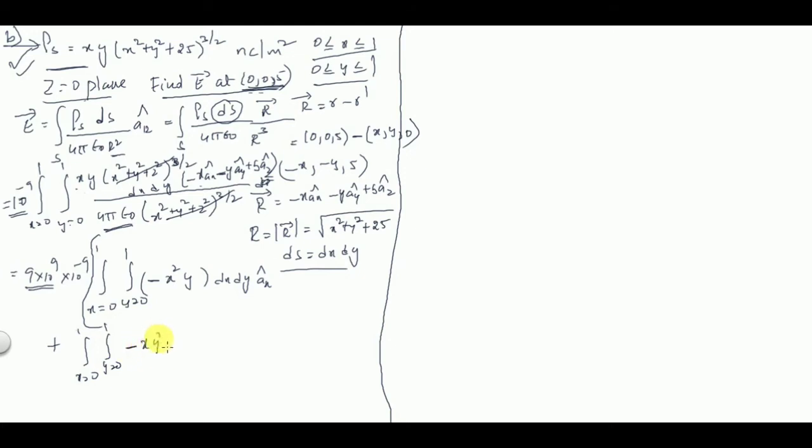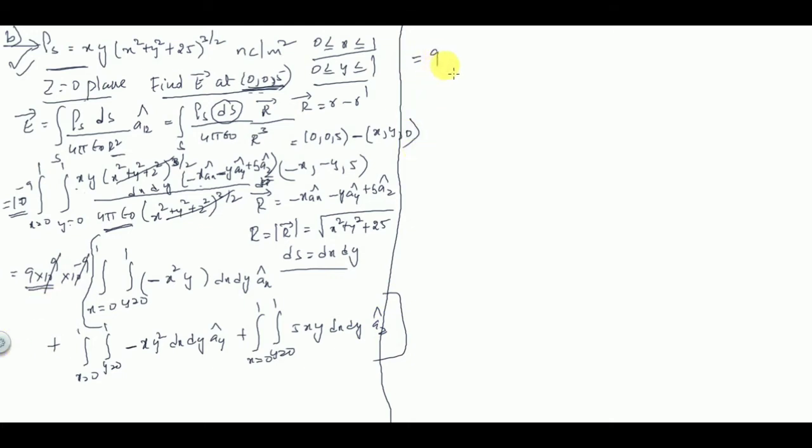So minus y into xy is, x is equal to 0 to 1, y is equal to 0 to 1, minus xy square dx dy into ay cap, plus integral x is equal to 0 to 1, integral y is equal to 0 to 1, xy into 5. So this will be 5xy dx dy into az cap. Okay, so 10 to the power of 9 and 10 to the power of minus 9 get cancelled off.